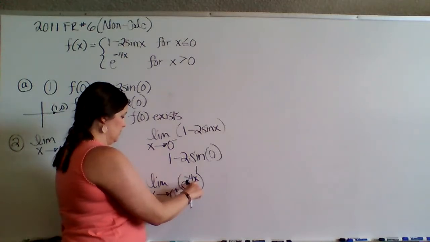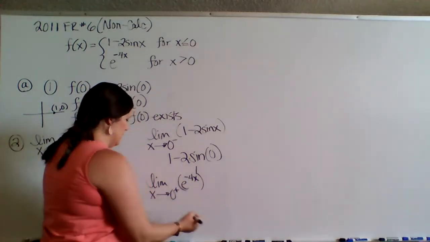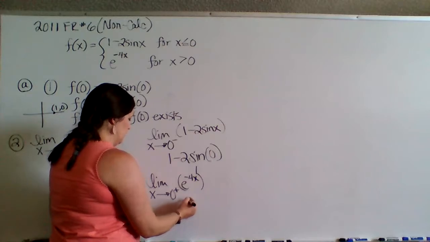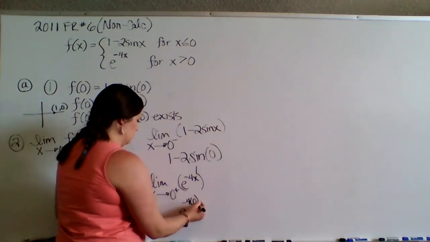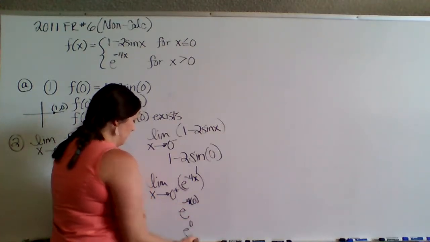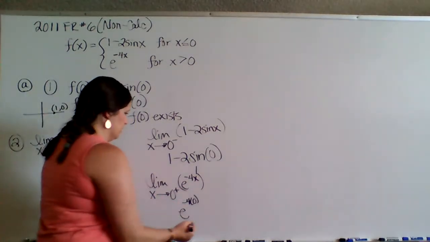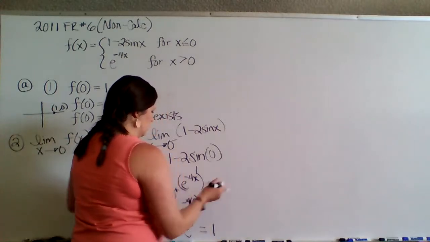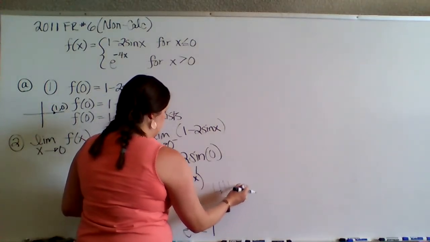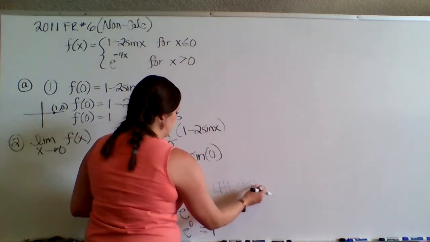So can't I do direct substitution? Again, I'm not going to get division by 0, so I drop the word limit because I'm evaluating the limit. Negative 4 times 0 would turn into just 0, but that's up in the exponent attached to a big base e, and isn't any base to the 0 power equal to 1 by definition? So our left-hand limit equals our right-hand limit.